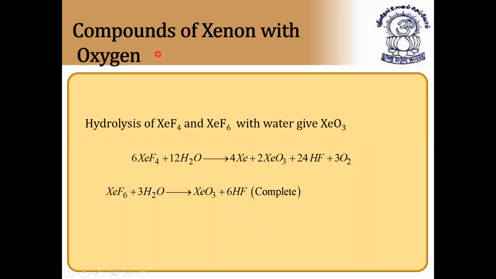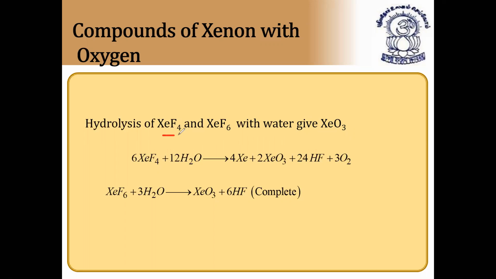Compounds of xenon with oxygen. Hydrolysis of xenon tetrafluoride and xenon hexafluoride with water gives xenon trioxide. Very, very important. How will we get oxides of xenon? As we already know, xenon can form compounds only with oxygen and fluorine, the most electronegative elements. So how does it form xenon oxides?